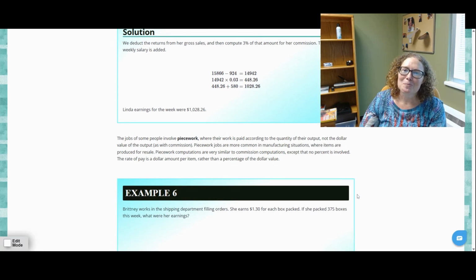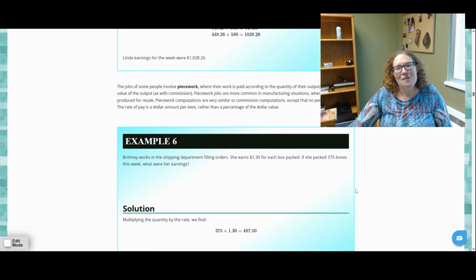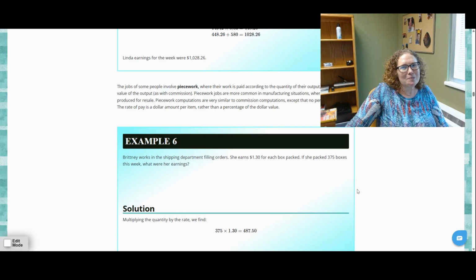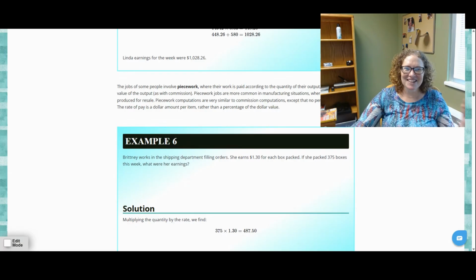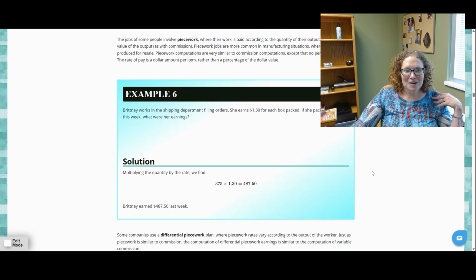Now we're going to talk about piecework. So this is common in like a manufacturing setting, where people are paid based on how much they produce, not the dollar value, which would be commission, but like on every widget, for example, that they make. So we look at it that way.